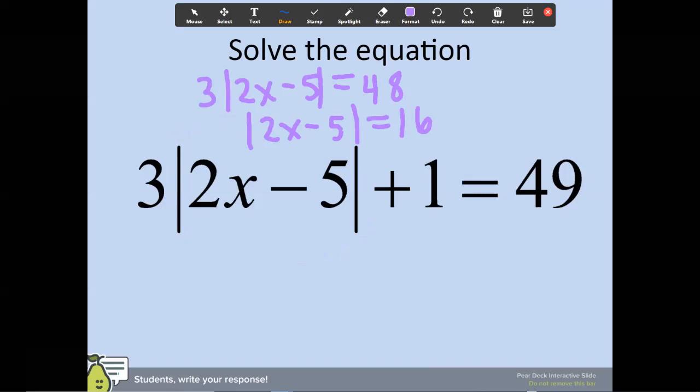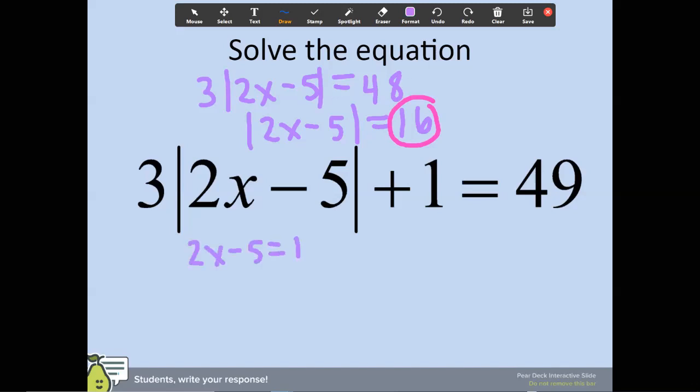Now, quick note, you always want to stop at this point and make sure that this is not a negative number. If it was, no solution. So I am going to write this in purple: 2x minus 5 equals 16, and 2x minus 5 equals a negative 16.